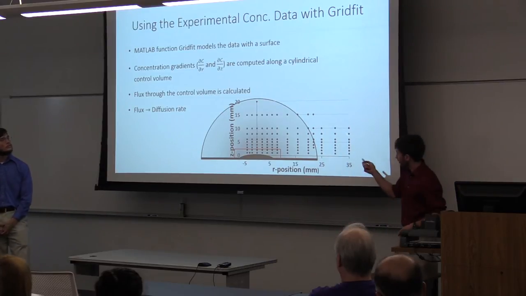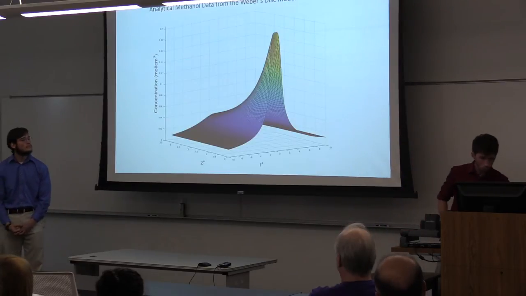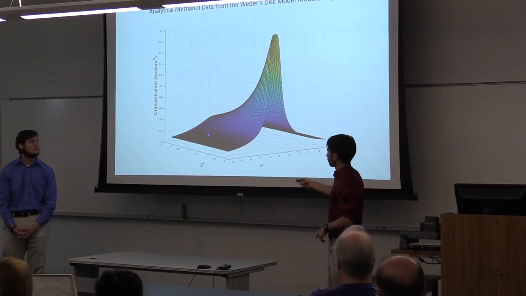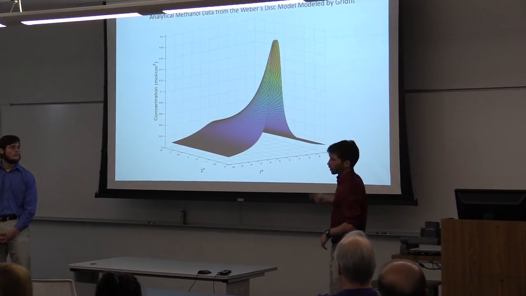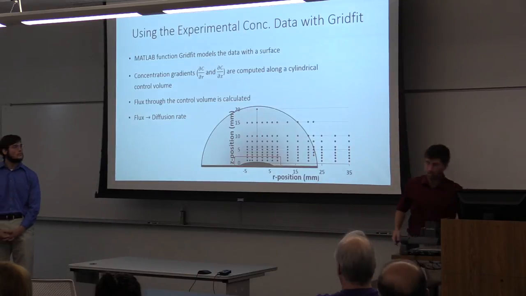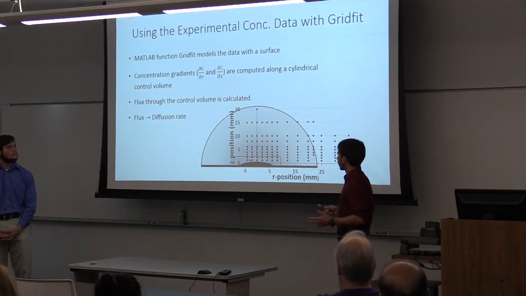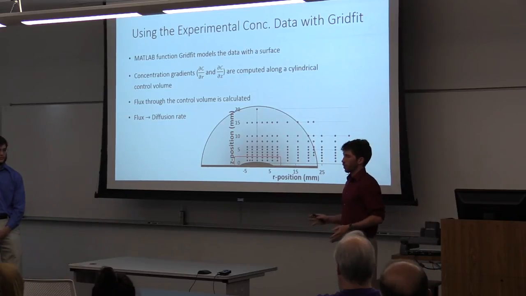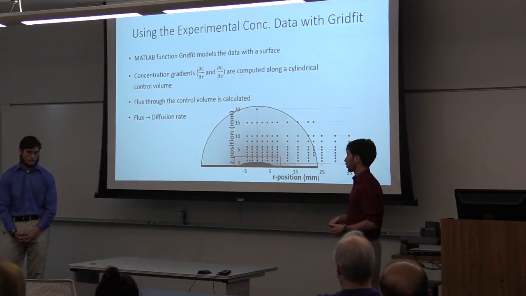So we have our big data set. We feed it through GridFit. GridFit fits it with this surface. This is a fit of our data. Before we can actually go through with that and find the diffusion rates, we need to check that our method is correct, that it's working correctly.